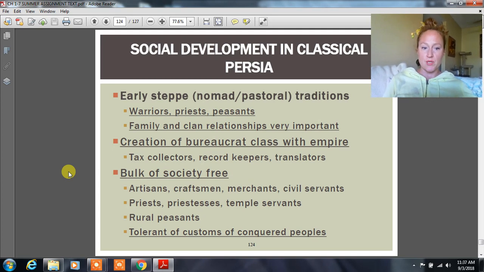Their faith is Zoroastrianism, and I'll cover that in, I think, the next couple of slides. But within Zoroastrianism, there's priests and priestesses and temple servants, so they're also going to be elevated on the social hierarchy. You got rural peasants. Such a large empire and so many people living in urban centers such as Persepolis, you're going to need to have a pretty massive agricultural surplus to maintain the population. And as I mentioned earlier, they're going to remain very tolerant of local customs of conquered peoples and not necessarily force them to abandon their cultures to become Persian.